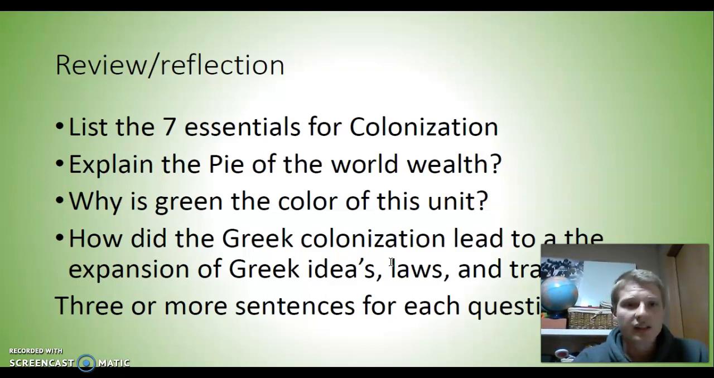For this, list the 7 essentials for colonization. I need this in Managed Back. Explain the wealth of the Greek world in 2 or 3 or more sentences. Explain to me again why the color for this unit is green. What does green represent? How do we see it? Where does it come out? And then answer this question: how did Greek colonization lead to an expansion of Greek ideas, laws, and traditions? 3 or more sentences. Please submit those to me on Managed Back at the end of this week. Enjoy. I know it wasn't too much.